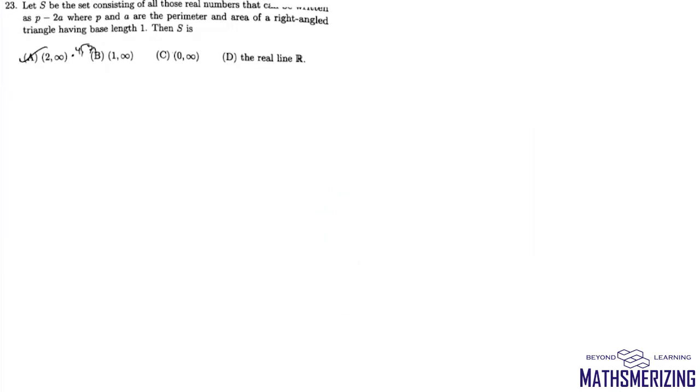Now question number 23 is, let S be the set consisting of all those real numbers which can be written as P minus 2A, where P and A are the perimeter and area of a right angle triangle having base length 1. So we have this right angle triangle, and the base length is 1. Area is half, base into height, base is 1, so height is 2A.